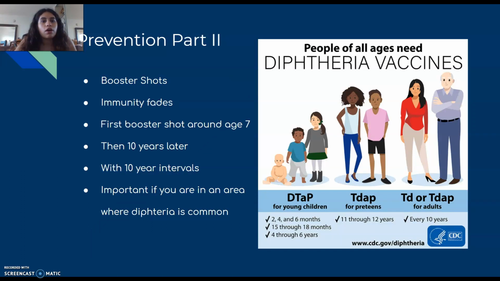With prevention also come the booster shots, because this immunity to the disease does fade. The first booster shot is around age 7, and then every 10 years after that. It is important, especially if you're in an area where diphtheria is common to reoccur. As you can see here in the picture, it's DTaP for young children, 2 to 6 months, 15 through 18 months, 4 to 6 years, and then TDAP for preteens, 11 through 12 years, TD or TDAP for adults every 10 years.